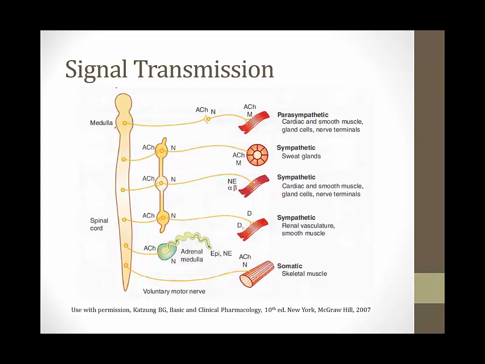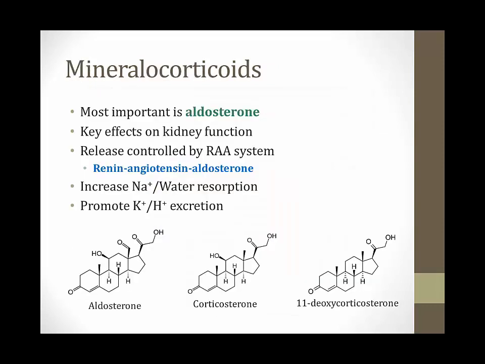This is a slide from our neurology module showing you the synapses of the parasympathetic and sympathetic nervous systems. And on this slide, you can see the adrenal medulla. It releases epinephrine and norepinephrine into the systemic circulation, and it's a very important component of the fight or flight response as mediated by the sympathetic nervous system. It is activated by the neurotransmitter acetylcholine via nicotinic receptors. Now what I'm going to do is go through the different groups of hormones released by the adrenal cortex, and I'll start by talking about the mineralocorticoids.